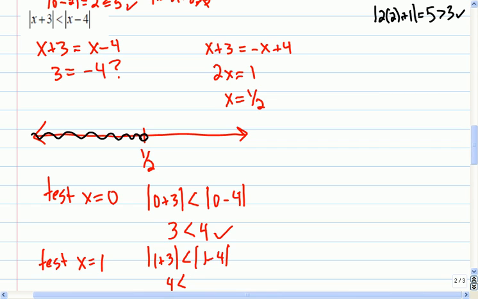Okay, so in this one, it looks like your solution is the left side of a half, not including the half, since the inequality is strictly less than. Okay, any questions so far on our process from solving it to using that value as a boundary?